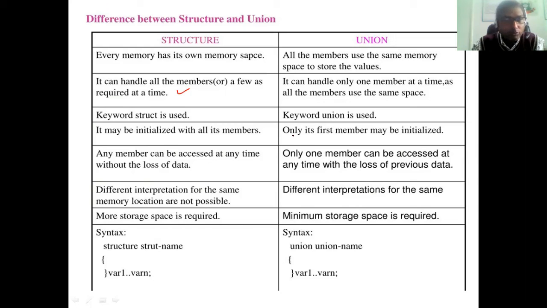In case of a structure, more storage is required because individual members require individual space. In case of a union, minimum storage space is required because the memory is in shared form. After that, there is struct syntax for a structure and union syntax for a union. These are the differences between structure and union. Hope you all understood the concept of union and the difference between structure and union.